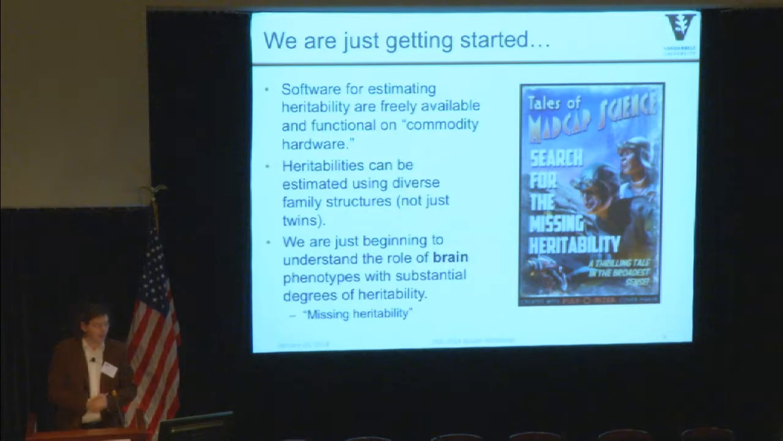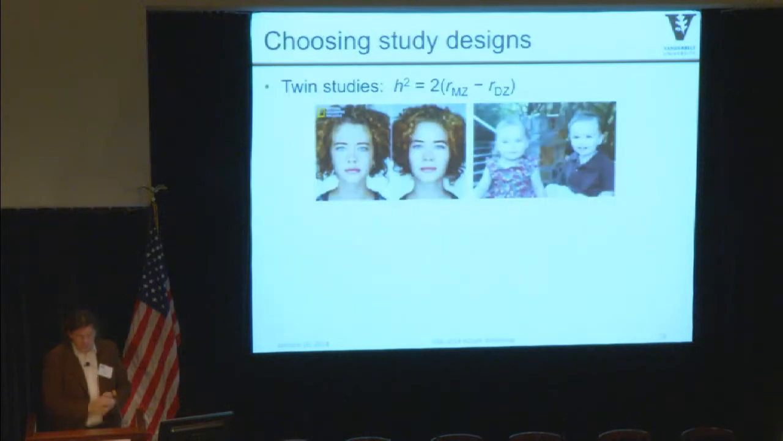So we're ready. We can do this with more than twins. We can do this with deep family structures. Let's see what we can do. And there's this big mystery of normal brain function: where are all the heritability components coming from? Let's see what we can find.